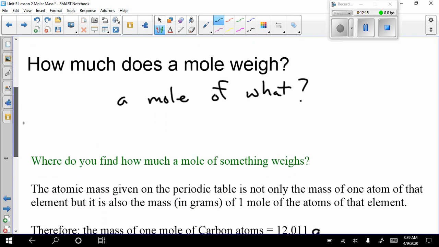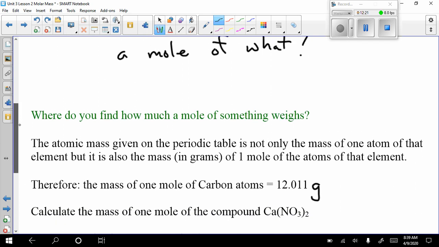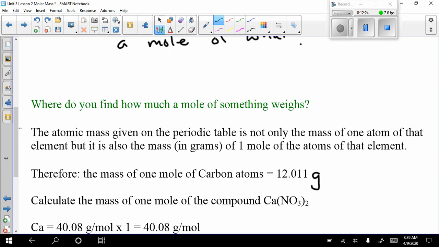So where do you find, or how do you find how much a mole of something weighs? Well, this is really neat, because what it turns out is that the atomic mass given on the periodic table is not only the mass of one atom of that element, but it's also the mass in grams of 1 mole of that element. So this is really cool.